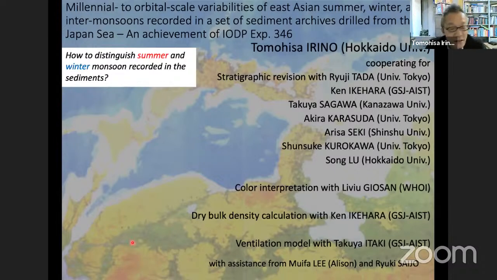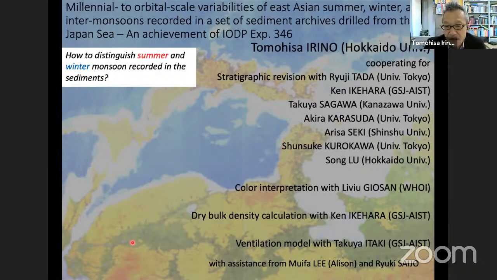Thanks, all, Peter and Review, for involving me here. They gave me a very nice topic. Today I would talk about mainly orbital scale variability of East Asian summer and winter monsoon recorded in the Japan Sea, using the IODP Expedition 346 cores drilled in the Japan Sea.